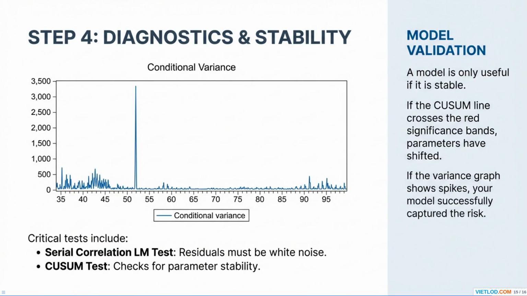We then perform critical tests. The serial correlation LM test is vital for checking if our model's residuals are truly white noise, meaning they are random and unpredictable, as they should be for a well-specified model.